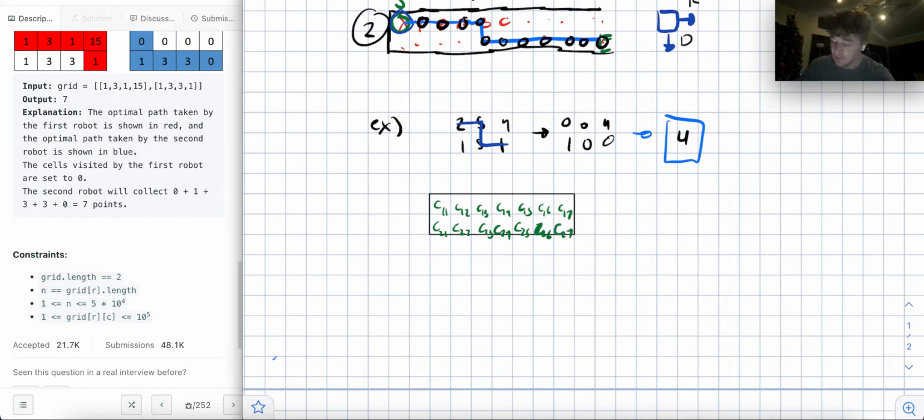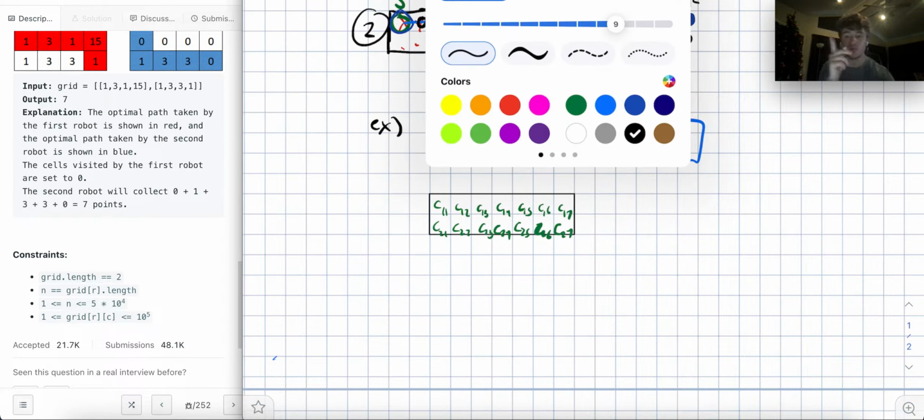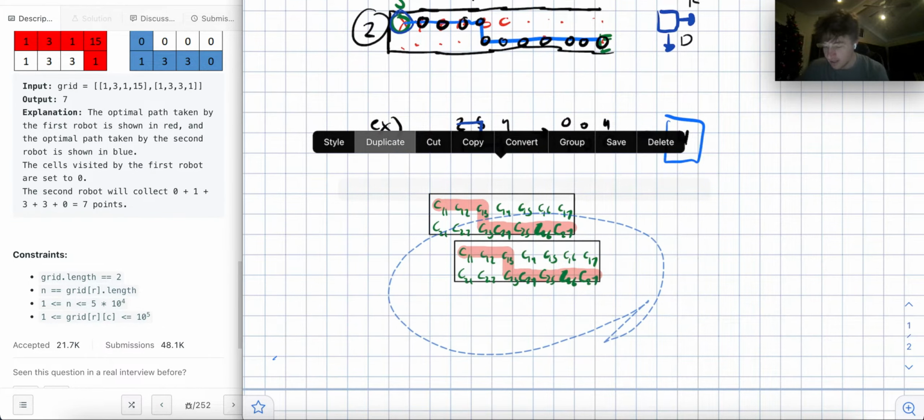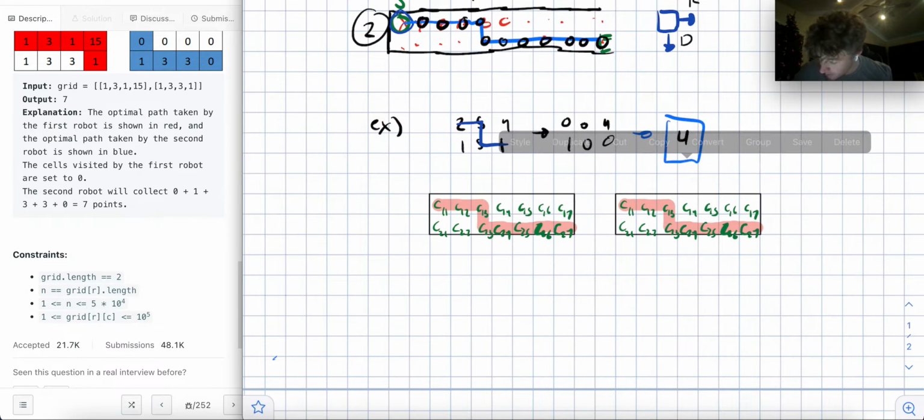Okay. If the first robot takes any path, let's think about what the implications are in terms of what the second robot could get. So let's imagine that the first robot took this path. If the first robot took that path, what are the scores that the second robot could get? Well, these things would all be cleared out.